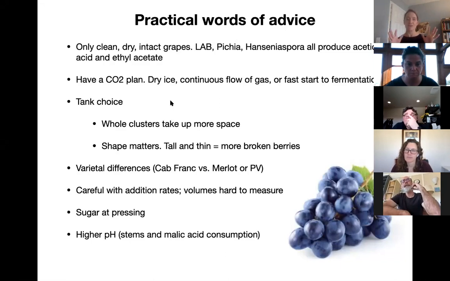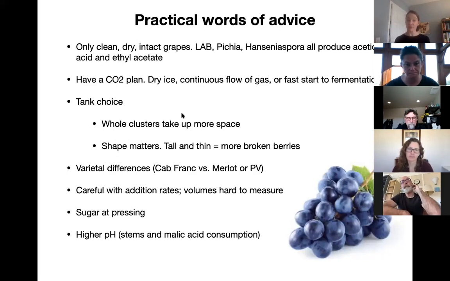First of all, realize if you have any whole clusters in there, the whole volume is going to take up more space. So if you're thinking about which tank to put your fermentation in, remember that your whole clusters take up more space, and don't get yourself stuck in a boiling over fermentation. And then the shape matters. So tall and thin tanks, you just have a heavier column on the top, and you'll end up with a little bit more juice on the bottom. Whereas shorter, fatter tanks, you just don't have that as much. So for example, for Kirsty's carbonic, she had one of those square tanks, which was a shorter, fatter tank than the taller, skinny tank.